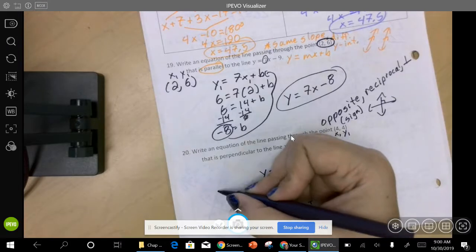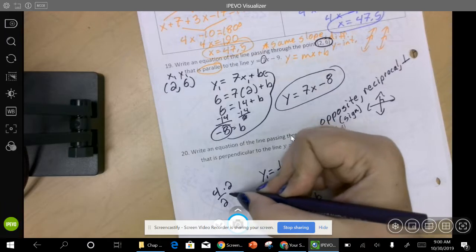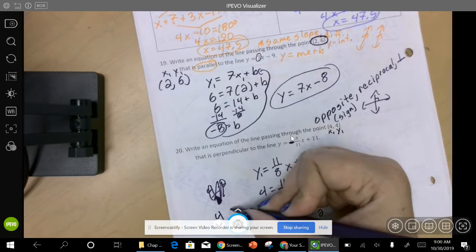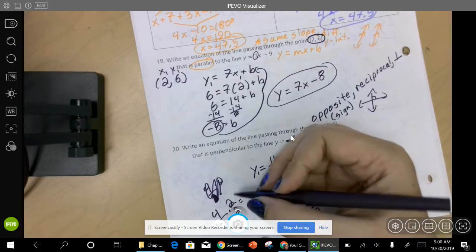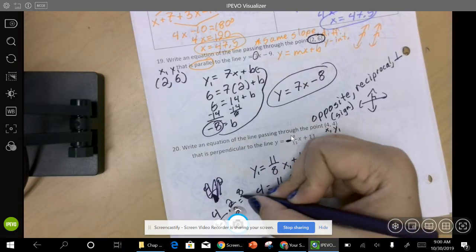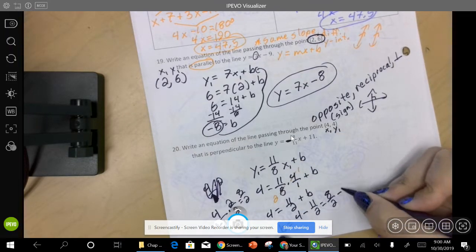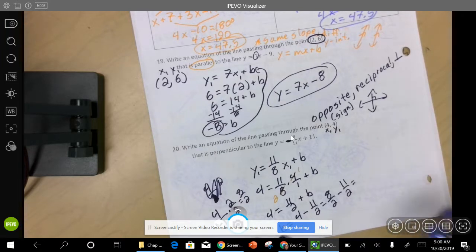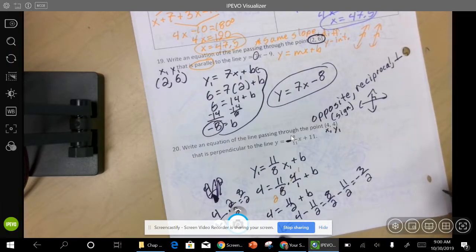So for the 4, everybody, I need to get it to have the same denominator. So whole numbers over 1. Let me redo that. So 4 over 1, we're going to multiply it by 2 halves because we need to get it to have the same denominator as this one. 4 times 2 is 8. 2 times 1 is 2. So I'm going to get 8 halves minus 11 halves. We use the top numbers. 8 minus 11 is negative 3. So we get negative 3 halves for b.